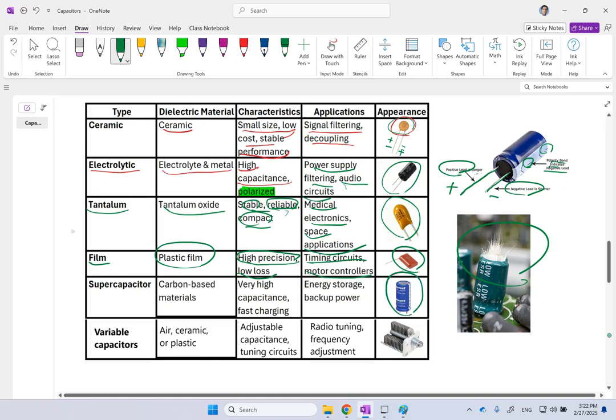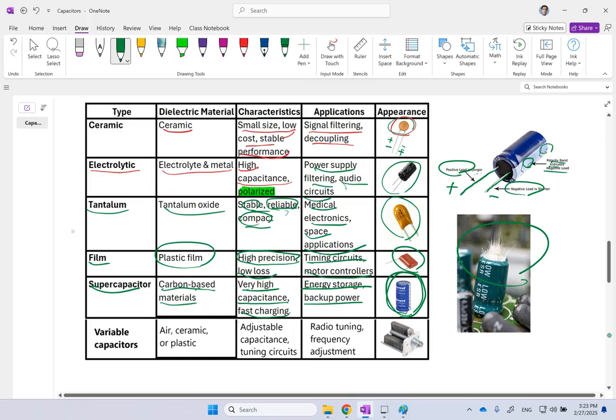Then there are these ones that are very similar to these electrolytic ones. We call them supercapacitors. There is carbon-based material in them. Their capacitance is very high and they charge very fast. Okay, so if you want very large capacitance, you need to use these supercapacitors, and they are used to store energy and for backup of power. Okay, so if you want to charge something and use it over time, you have to use a supercapacitor.